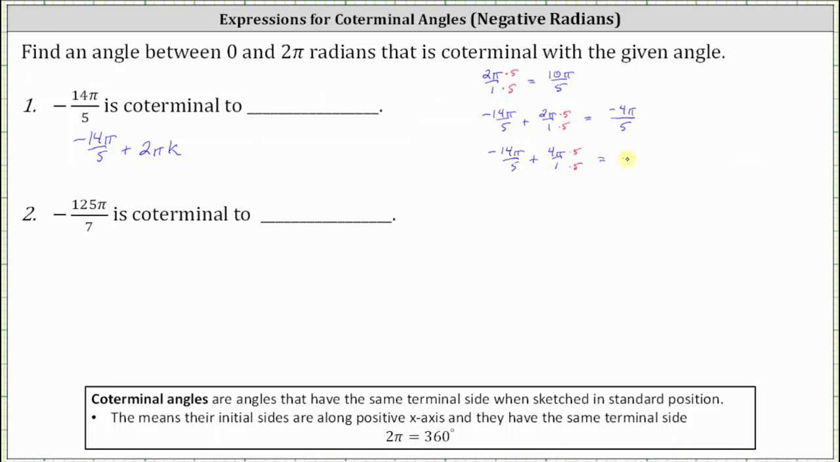Adding, we have a common denominator of 5, and the numerator is now negative 14 pi plus 20 pi, which is 6 pi. And 6 pi divided by 5 is in the interval from 0 to 2 pi radians, or 0 to 10 pi divided by 5 radians, and therefore this is the coterminal angle we are looking for.